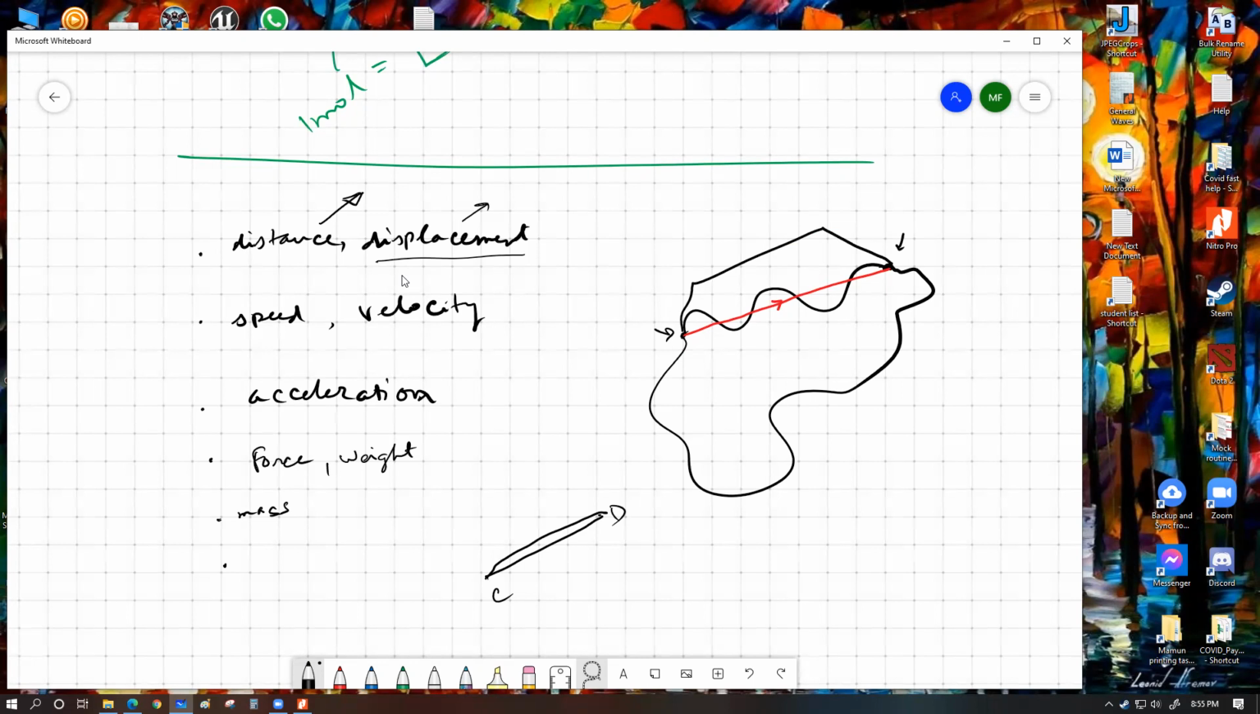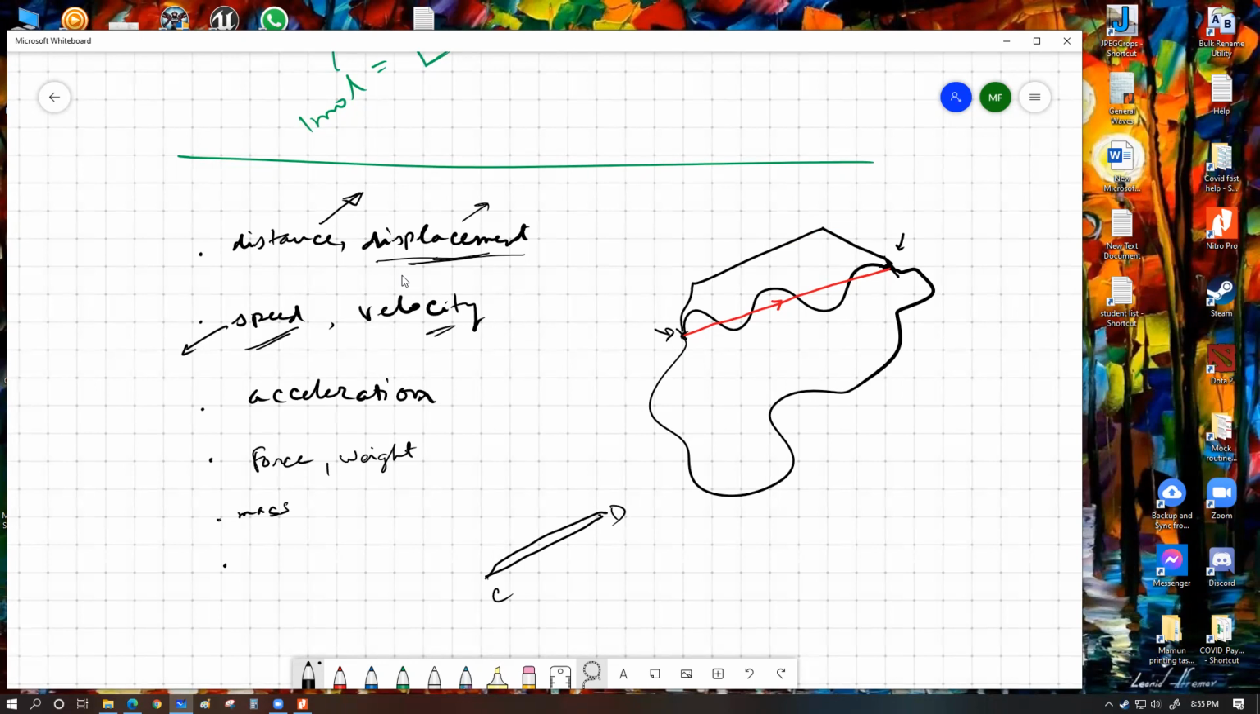Point is that displacement is a straight line distance that goes from the starting point to the end point, whereas distance is the amount of path which depends upon the track or the shape of the path that we have taken to go from one place to another place. Speed is the rate of distance covered, which is a scalar quantity. Velocity is the rate of displacement made, which is a vector quantity.